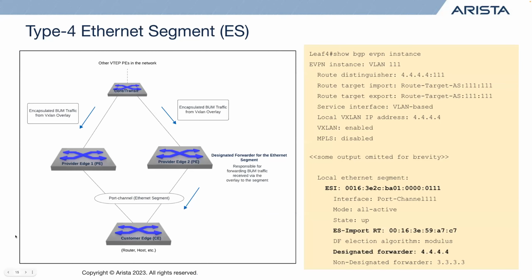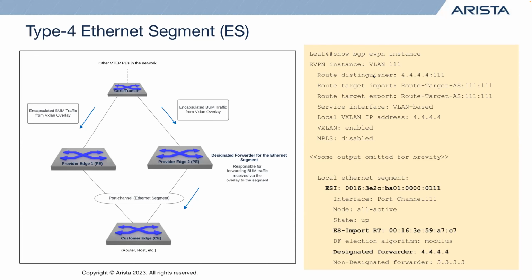So let's talk about type 4 Ethernet segment routes. These routes are used to discover peers that are attached to the same Ethernet segment. They're also used to elect the designated forwarder, the role of which is to forward BUM traffic received via the overlay onto the segment.